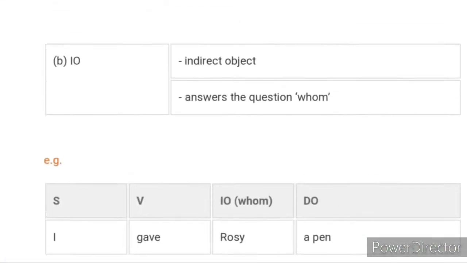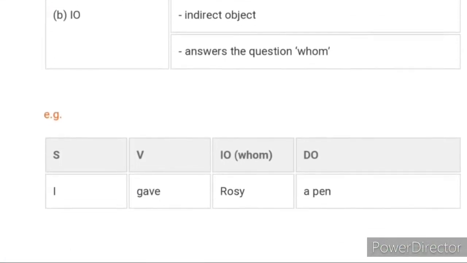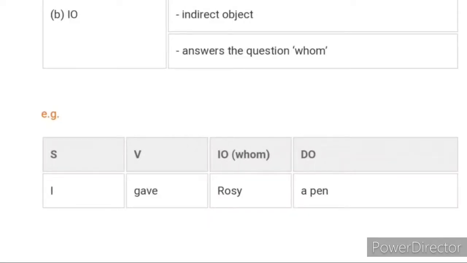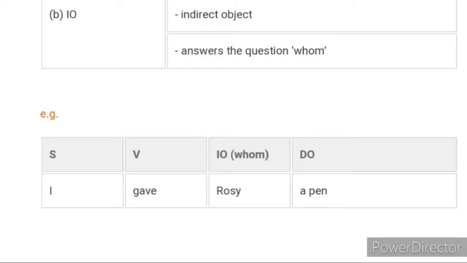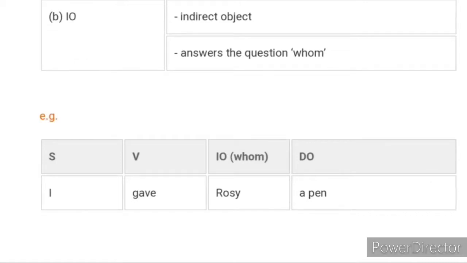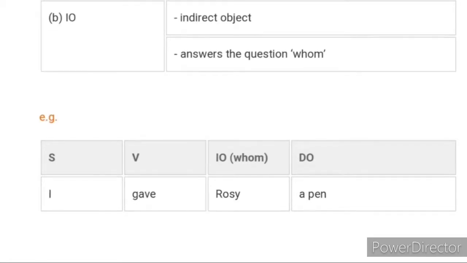Next, to get the indirect object IO, you have to ask the question whom. If you ask the question whom, you will get the indirect object IO. See here, for example, I gave Rosie a pen. To whom did you give the pen? To Rosie. So Rosie is the answer to whom. What did you give? A pen. That is the DO. If you get the answer for what, that is DO. If you get the answer for whom, that is IO.